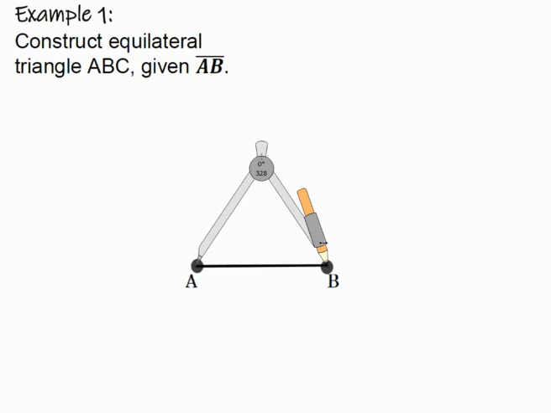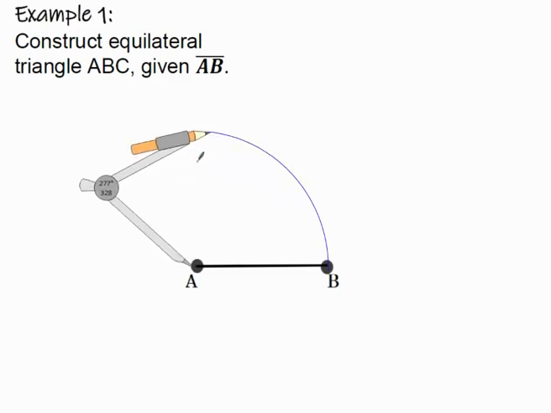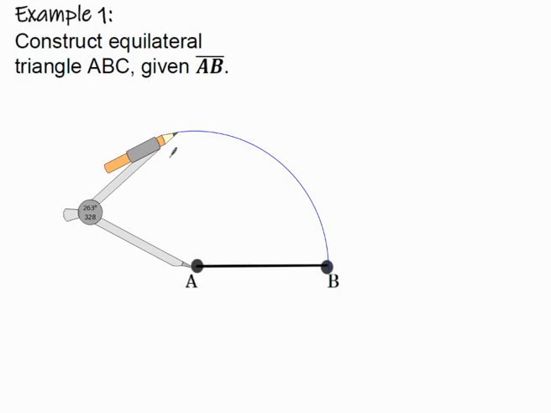Okay, so now that I have my compass set, I am going to draw an arc. Now remember, my point is at A, so every point on my arc is going to be the same distance from A that B is. So you swing your arc up, so any point on that arc will be the same length as AB.